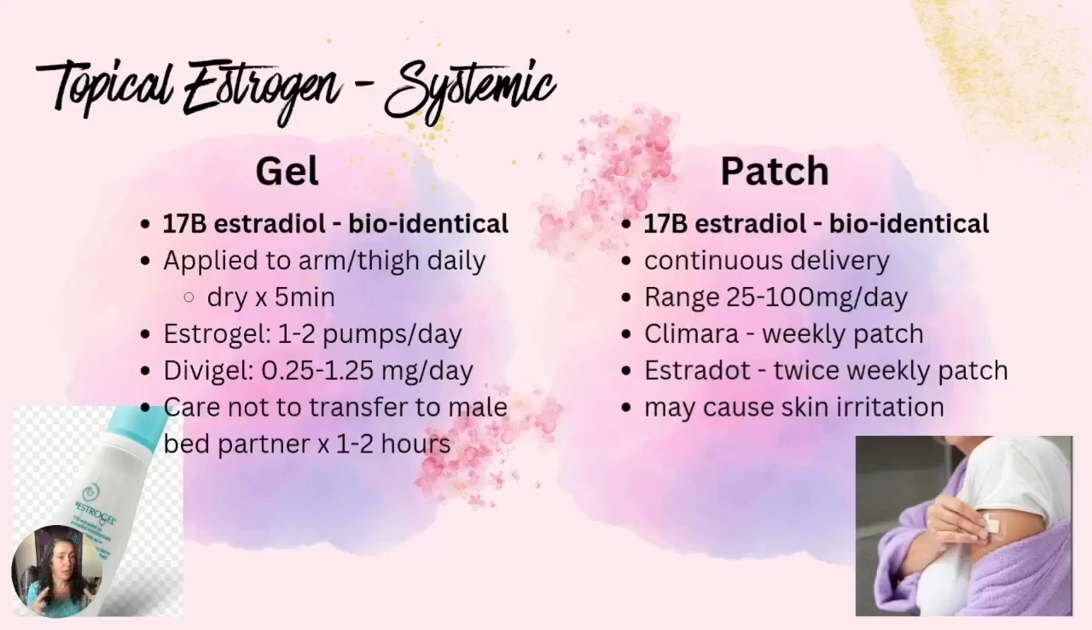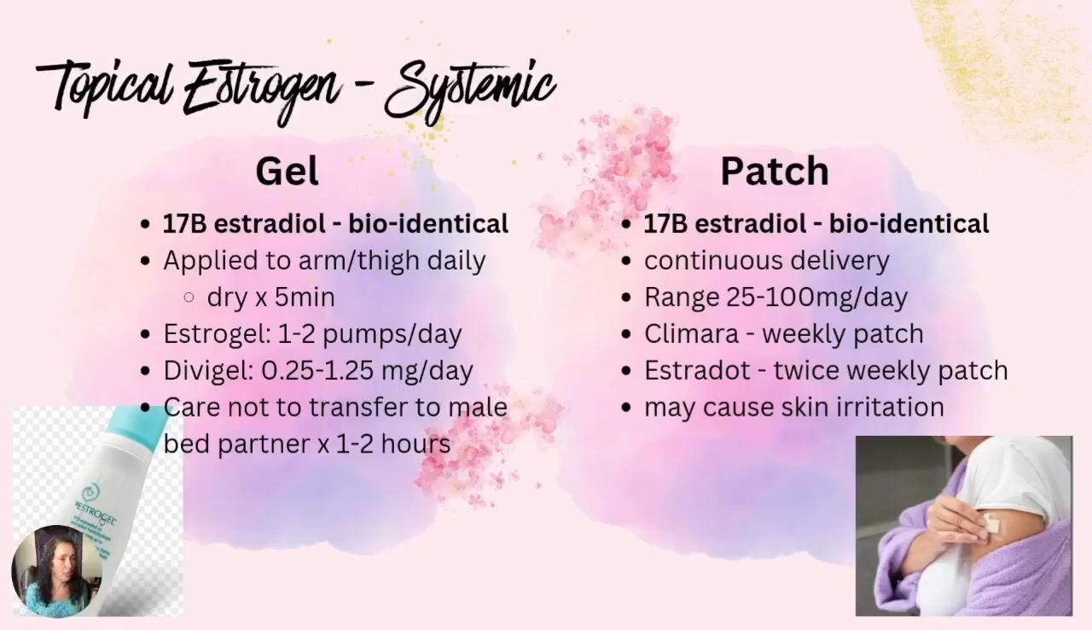Like I said, whole body estrogen can be either topical or oral. We're going to go over the topical first. Topical means either gel or patch. All of the different estrogens are actually bioidentical, other than if you're taking a birth control pill, which has a synthetic estrogen in it called ethinyl estradiol. But most of the menopause hormone therapy is usually 17 beta estradiol, which is a bioidentical estrogen. So it can be applied as either a gel or a patch.